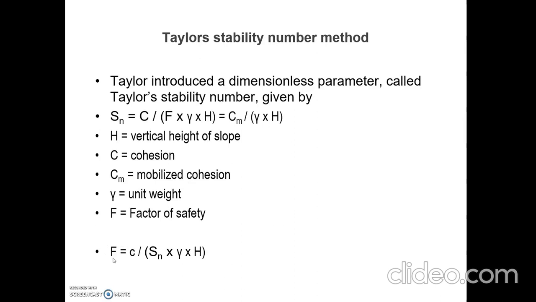So if we are asked to find factor of safety, we will have to use the equation F equal to C divided by Sn into gamma into H. So these two formulas will have to be remembered. One is to find stability number Sn and the other to find factor of safety.